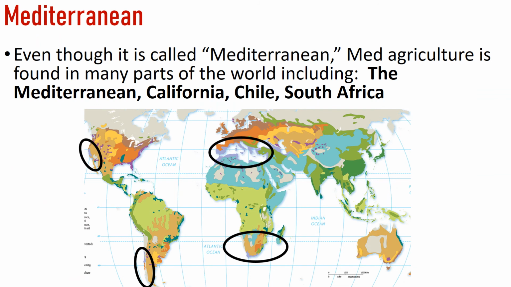Now, even though it's called Mediterranean agriculture, it does not take place only in the Mediterranean. What we have to understand with agriculture is that it's based on climate. So, if you need to find a place that has a similar type of agriculture, look for places with similar climates. Now, if you look on the map, we'll see there's 4 places circled, and they all have similar climates.